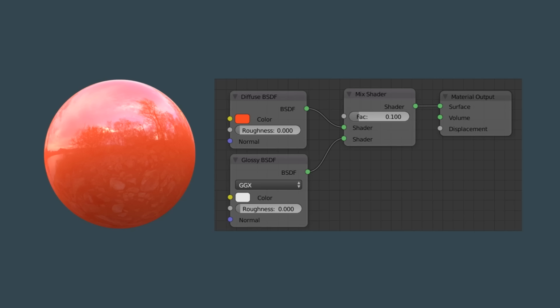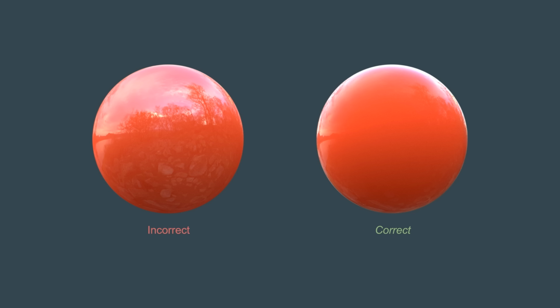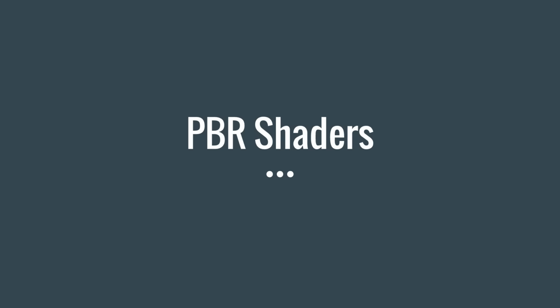If you're like most people, then this is the way you make a shiny reflective material in Blender. But unfortunately, this method is physically inaccurate. The way that your material looks is a big part of how believable the final render will appear, which is why physically based rendering is so important.